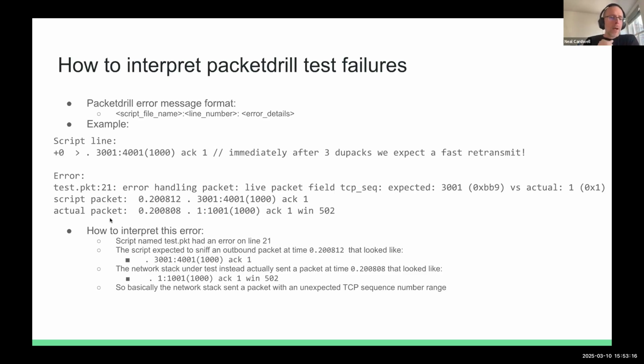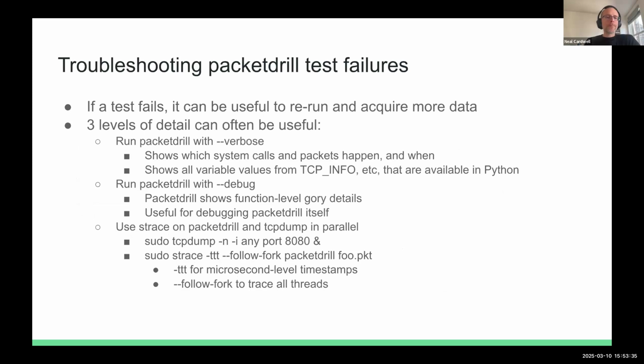Yeah, okay, great. And so in terms of how to interpret this error, obviously that's telling you that this test.pkt file on line 21, you expected a packet that looked like this. Actually, it looked like that. So that's the most common error that you'll see with Packetdrill. So how do you troubleshoot these kinds of test failures?